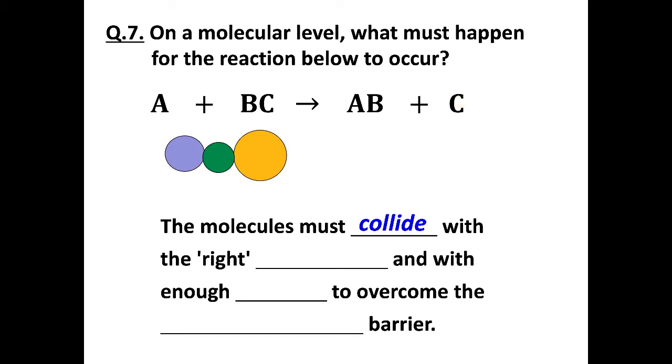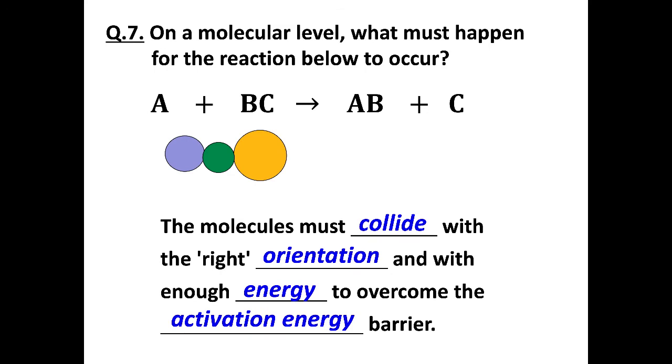They have to collide, and it turns out they actually have to collide with the right orientation. So if A plus BC makes AB and C, we actually have to get A and B physically hitting each other. If the A hits the C, that's not going to make A and B bond together. A has to hit B to make A and B bond together. So they have to collide with the right orientation, and they have to hit hard enough. They have to hit with enough energy to overcome something called an activation energy barrier.